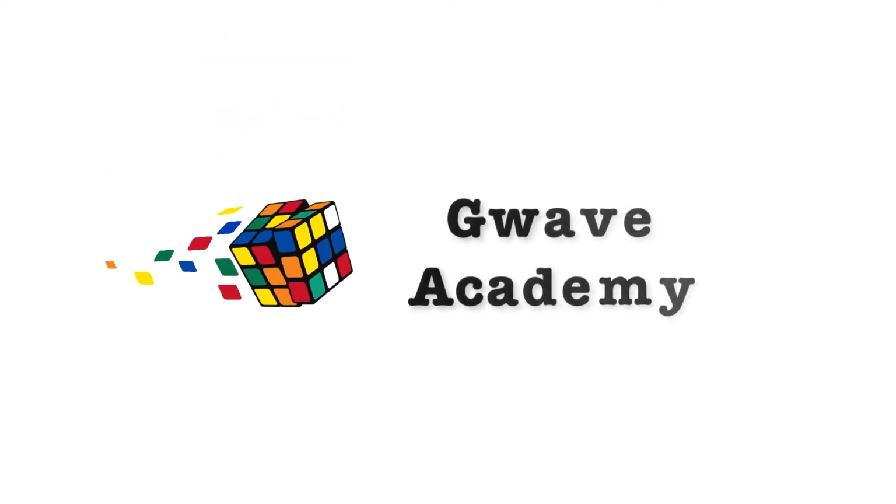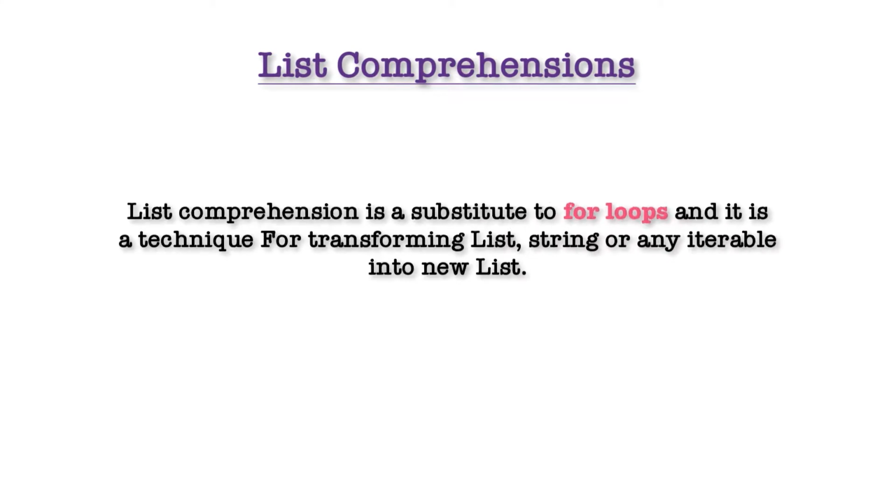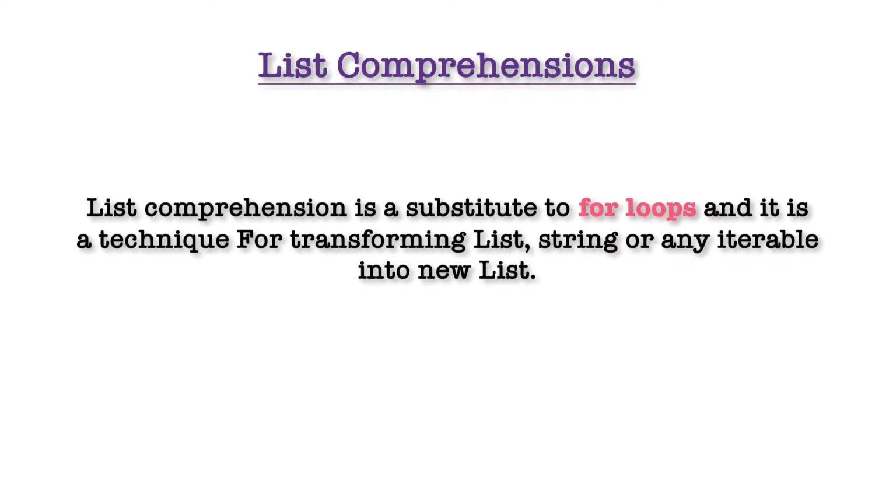In this section, let's understand one of the most important topics in list, that is list comprehensions. List comprehension is a substitute to for loops, and it is a technique for transforming a list, string, or any iterable into a new list. During this transformation, elements within the original iterable can be conditionally included in the new list, and each element can be transformed as required.